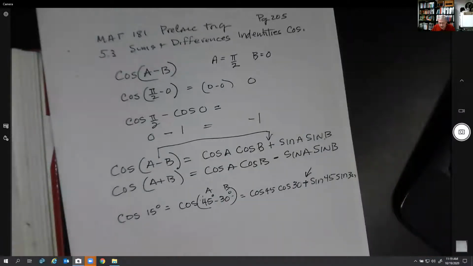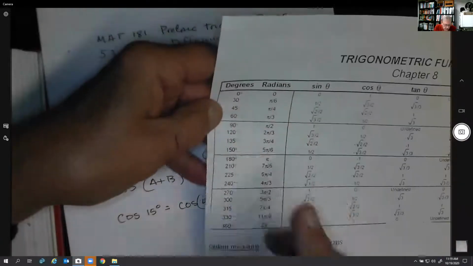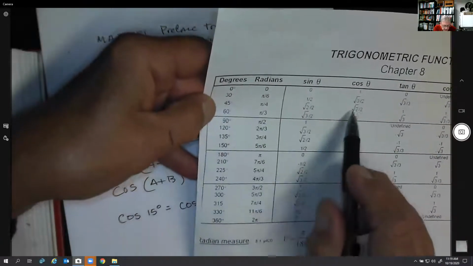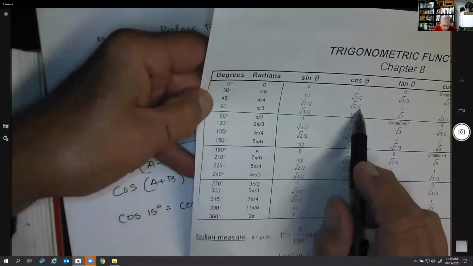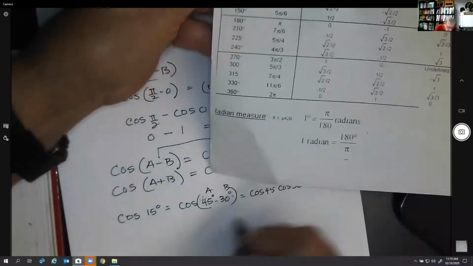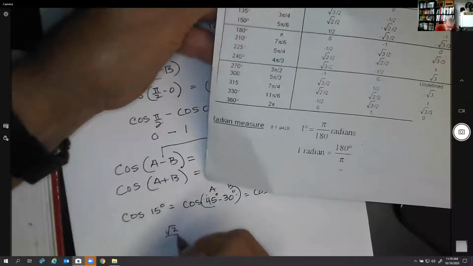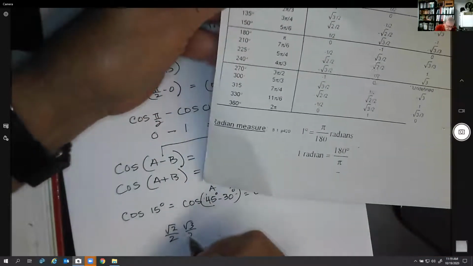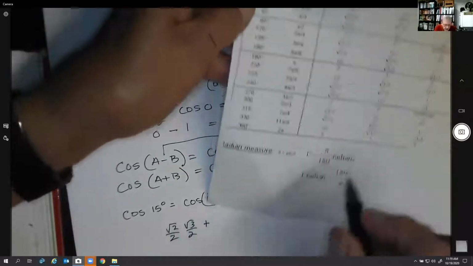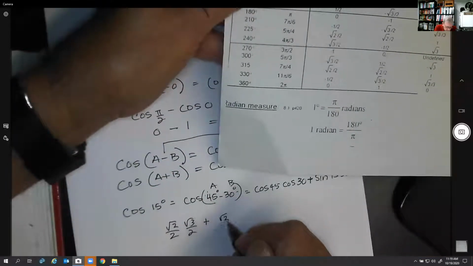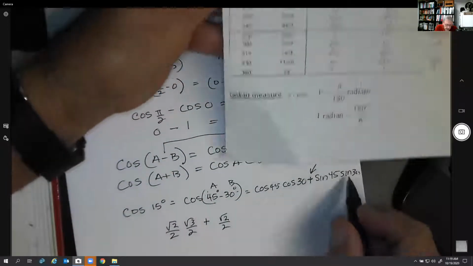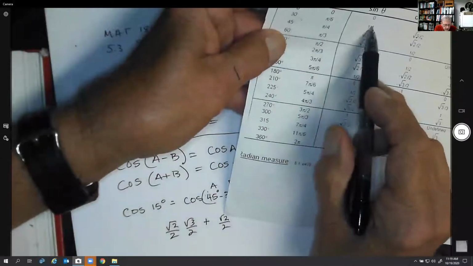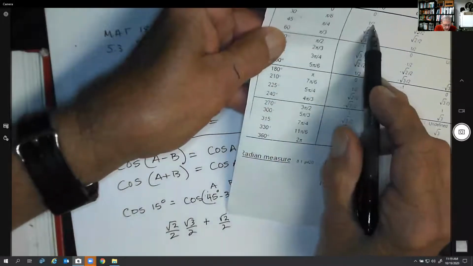Yeah, because it would throw off our answer quite a bit. So then that's where you want to go to your chart here and try to find these references. So cosine of 45 is radical 2 over 2. I just jotted that over here. And what's the cosine of 30? It's radical 3 over 2. Plus, now you want the sine of 45, which is radical 2 over 2. It's the same for both of them, huh? 45 is kind of a neat angle. And then the sine of 30 is 1 over 2.